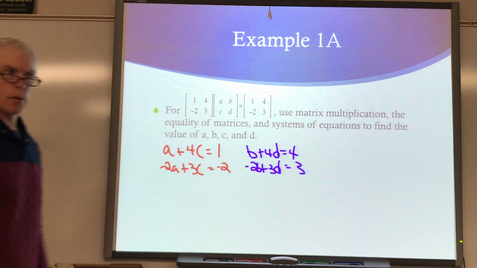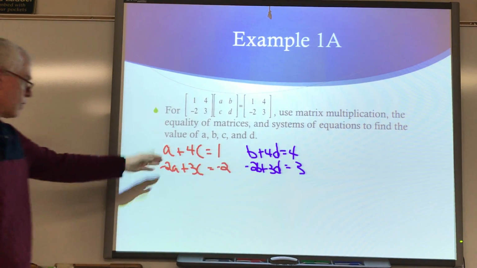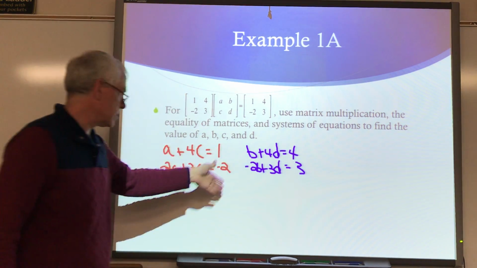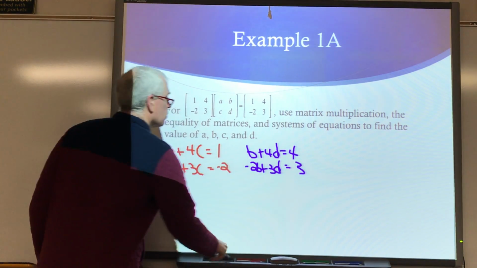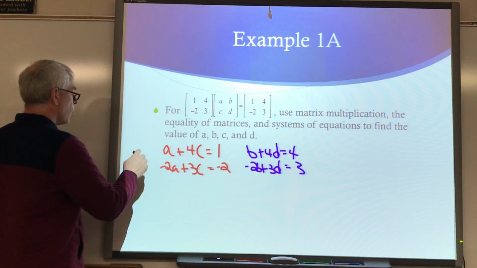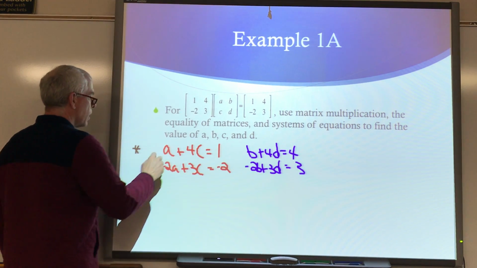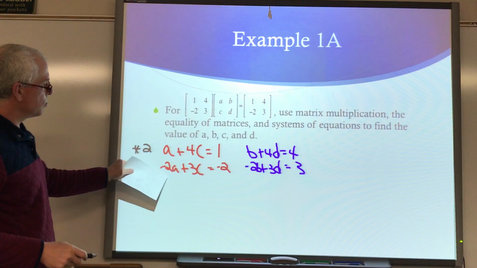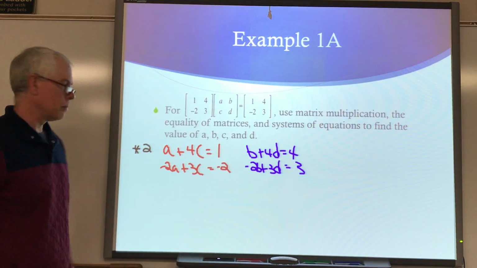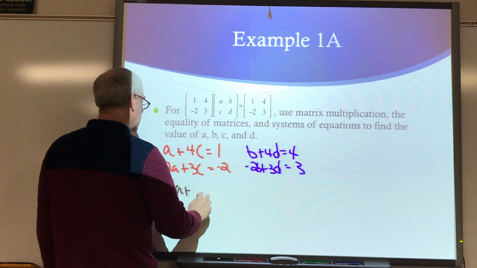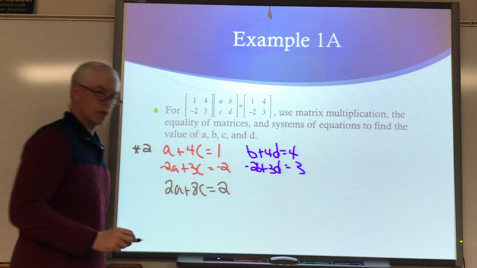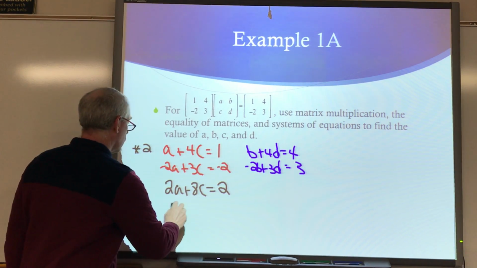Okay, so now I just have a couple of systems, and you'll notice how I set it up. I've got the A's in the same column, the C's in the same column, etc. That'll make your life a little bit easier. Using elimination, I think if we multiply everything in this first row by 2, then I'll get the A's to be the same and the B's to be the same, and I can eliminate those. So when I multiply this row, I get 2A plus 8C equals 2. Leave the second equation alone.